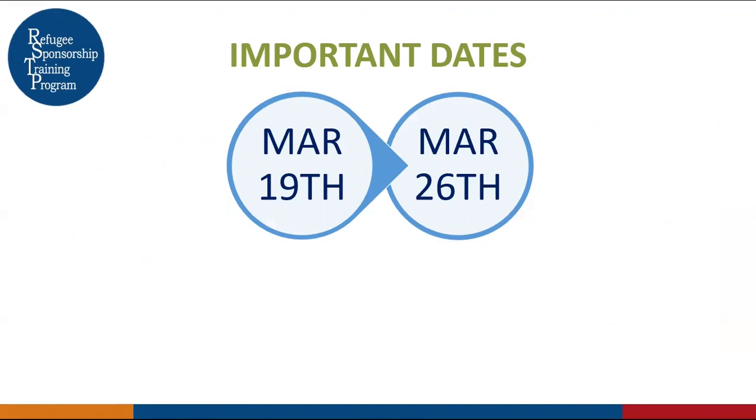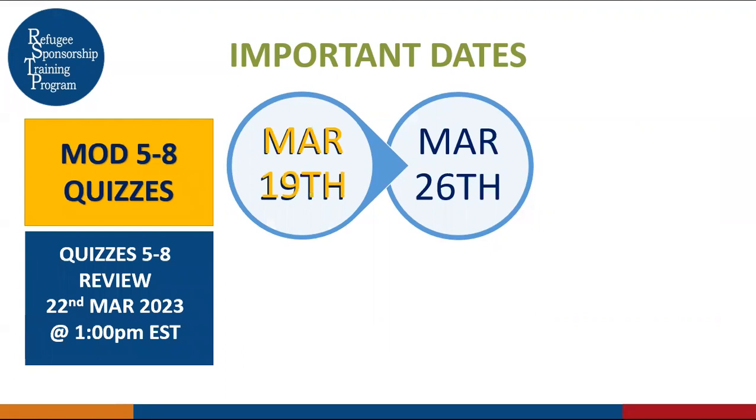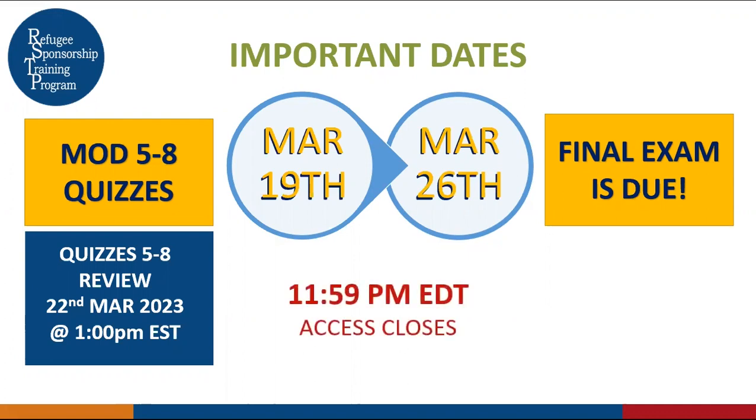But quickly, the important dates coming up. March 19th, we will have you complete your quizzes for modules 5 through 8. On the 22nd of March at 1 p.m. Eastern Standard Time, we'll review those quizzes. And March 26th, the final exam is due. And of course, you need to make sure that you submit your final exam before 11:59 p.m. Eastern Daylight Time, because your access will close. Your access time may be different if you're in a different time zone, but you will see the time that the exam closes on your computer when you open the final exam.